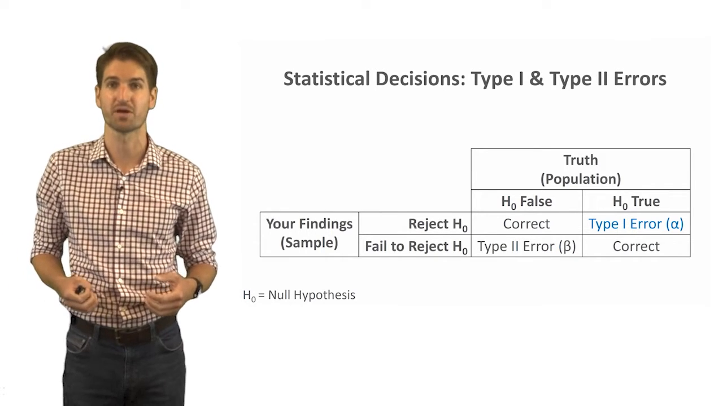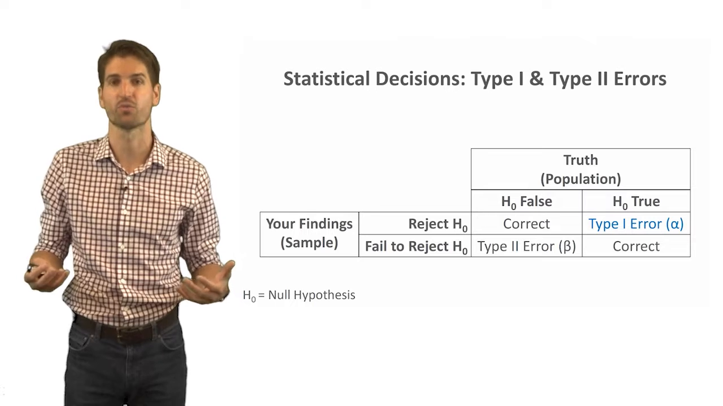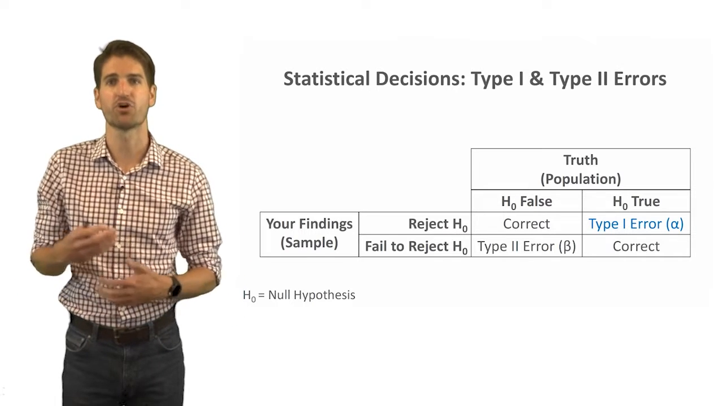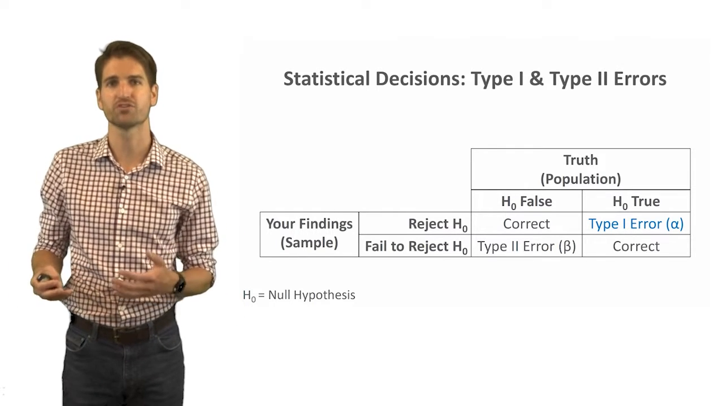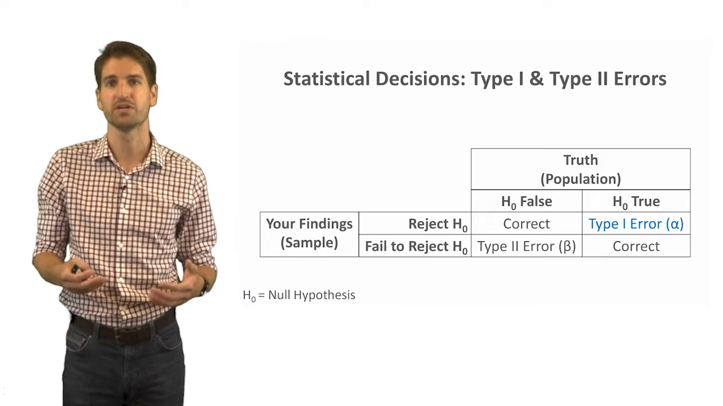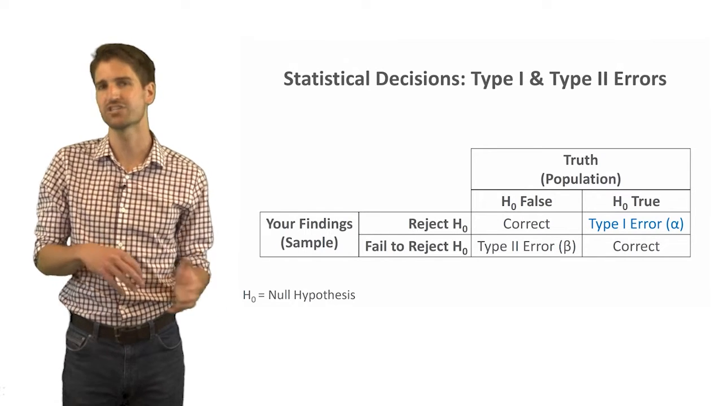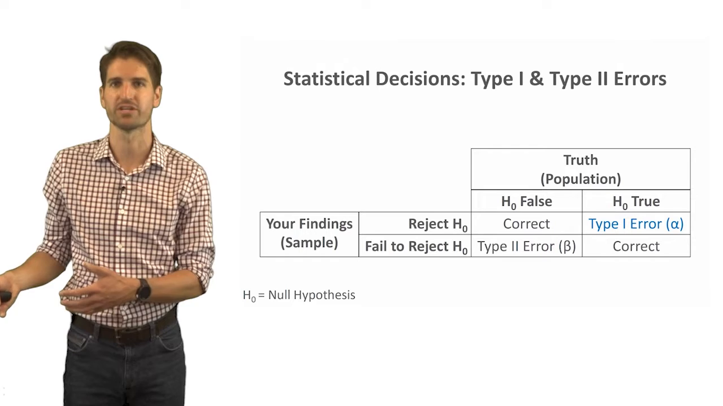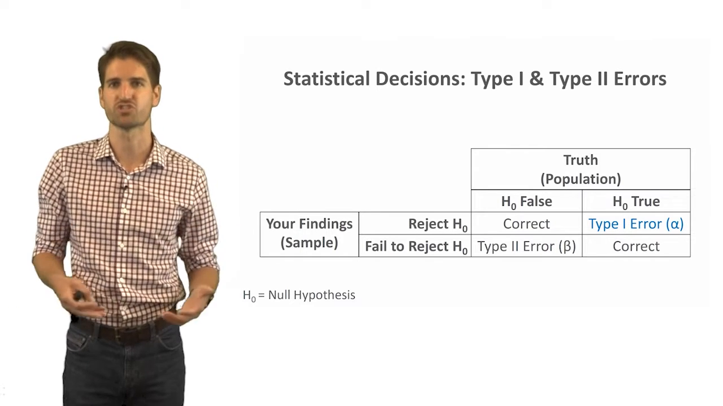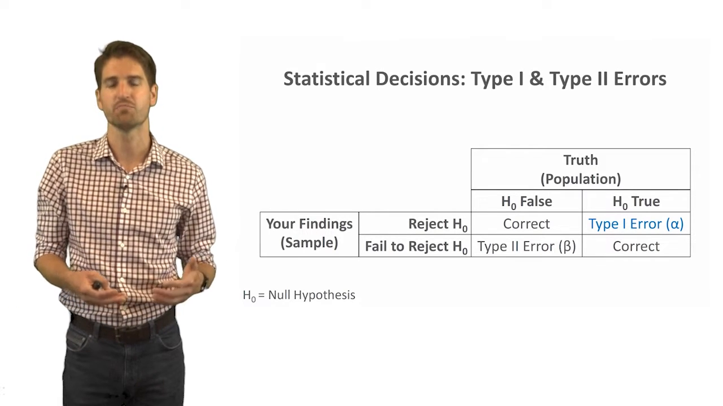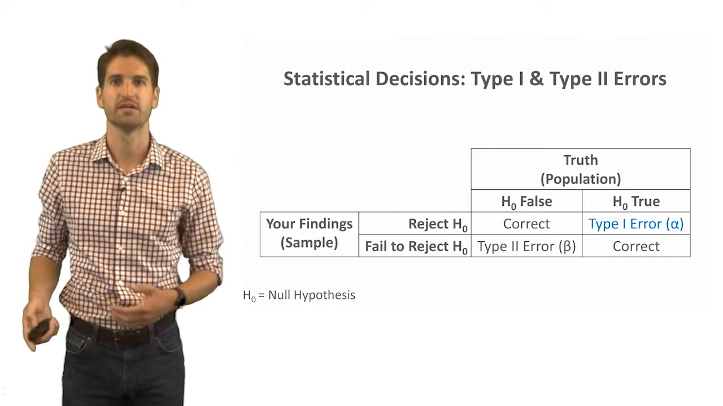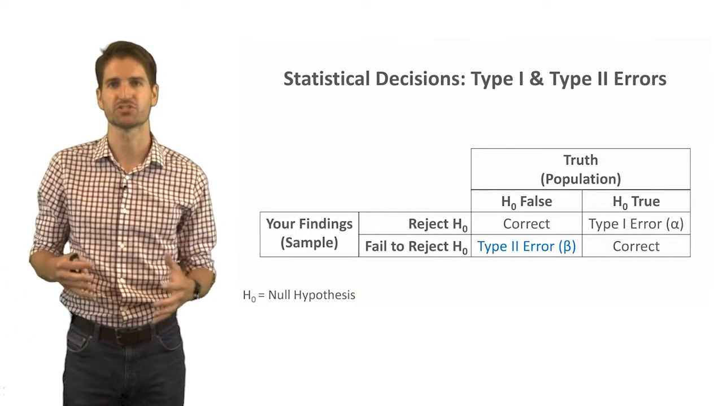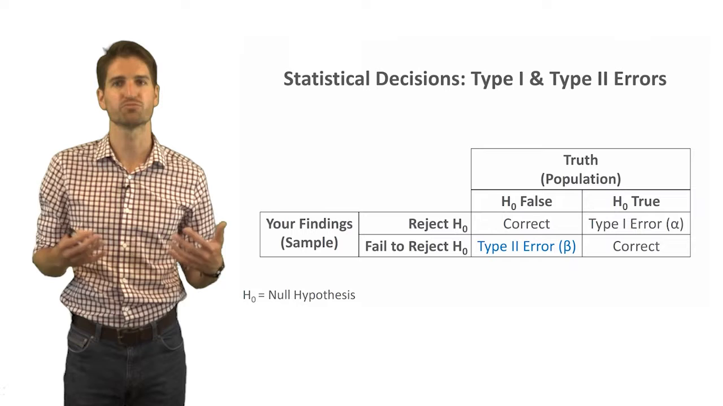doesn't exist in the underlying population. We've made an error here. We've made a mistake. And so this is what's called type 1 error. So type 1 error is when you find something in your sample to be statistically significant that actually doesn't exist in the underlying population. It's maybe just due to random chance or some error that you detected, but not anything that's actually real.